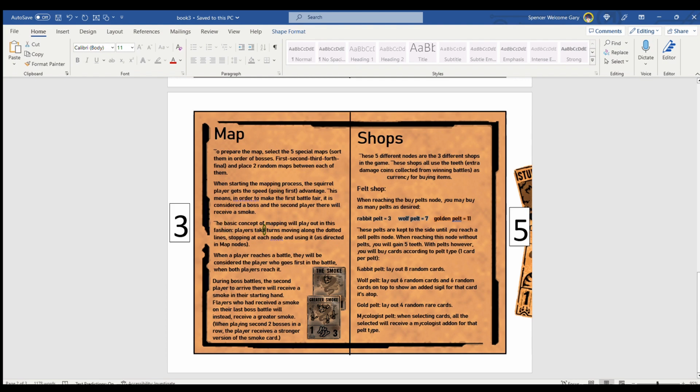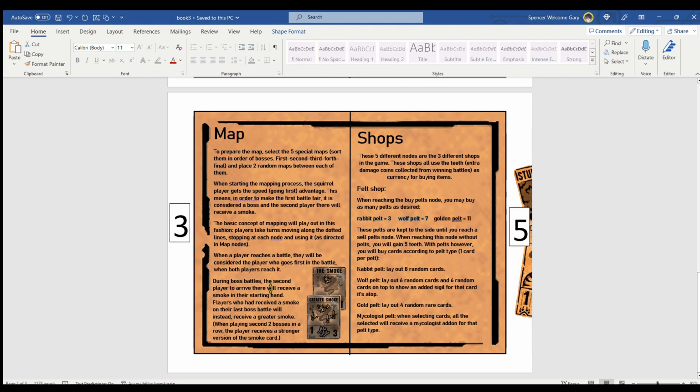The basic concept of mapping will play out in this fashion. Players take turns moving along the dotted lines, stopping at each node, and using it as directed in map nodes. When a player reaches a battle, they will be considered the player who goes first in the battle, when both players reach it. So basically, the squirrels will always go first on the first map node. If you're the one ahead right now in speed, you go first. And when you win a battle, you will go first afterwards, meaning that you'll now be the player that'll go first at the next battle.